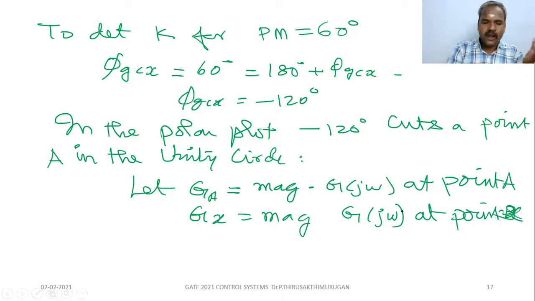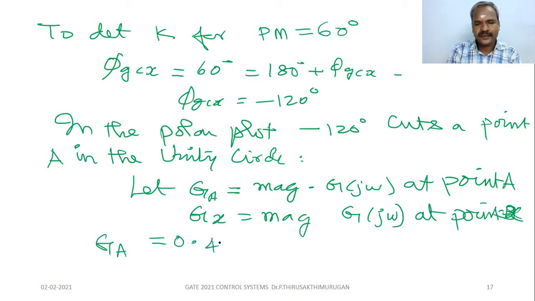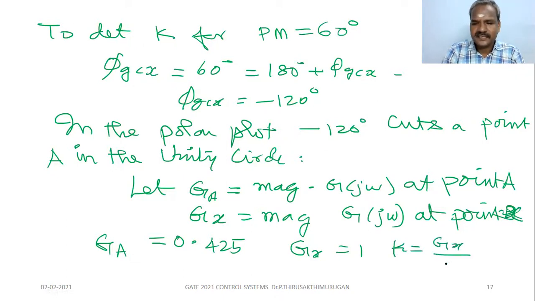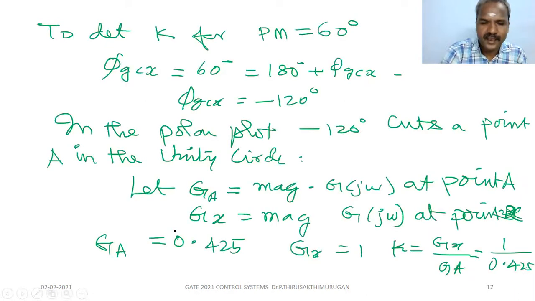From the plot we have to find GA. From the plot we found GA for this phase: GA equals 0.425, and GX equals 1. This is always 1 when keeping the magnitude. So then what is K? K is GX by GA, that is 1 divided by 0.425. Please students, calculate K. I am getting K equal to 2.353.